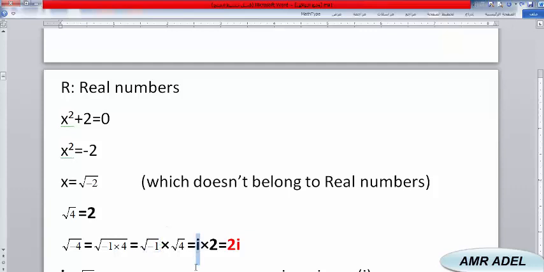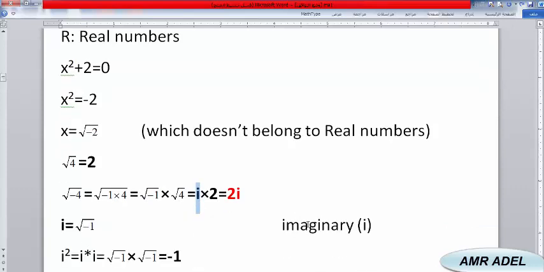I. Why I? Because I is the first letter of the word imaginary. So we have to keep in mind I, which is the square root of minus 1. So when we remove the square root of minus 1, then instead we put I. So now the answer will be 2I.